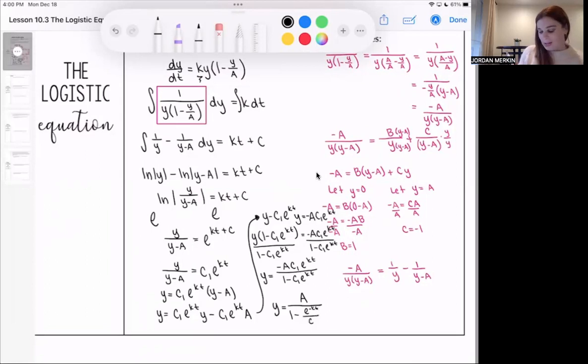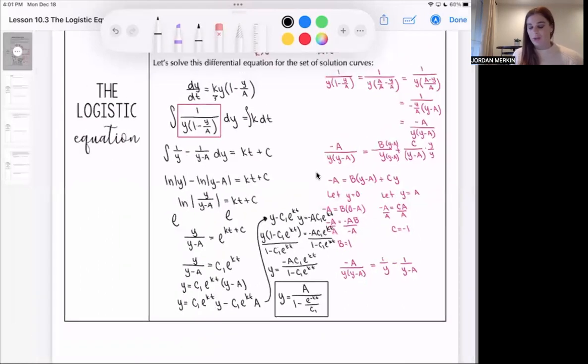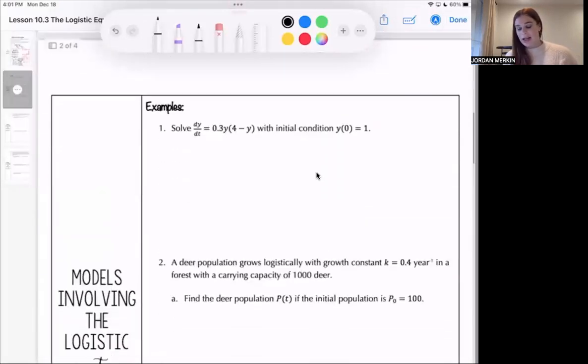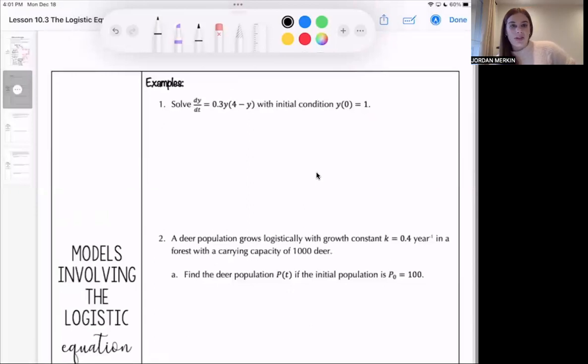And I guess in this case we use c sub 1, right? We used a sub. But that's it. Now, if there's actual numbers in there, it's a little bit easier to handle, but it's still a similar idea where you have to use partial fractions to do that integration for the logistic equation. Okay, so let's now take a look at an example. So we're going to solve dy dt equals 0.3 times y times 4 minus y with the initial condition y of 0 is equal to 1.